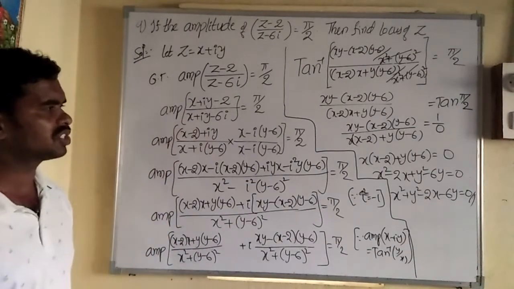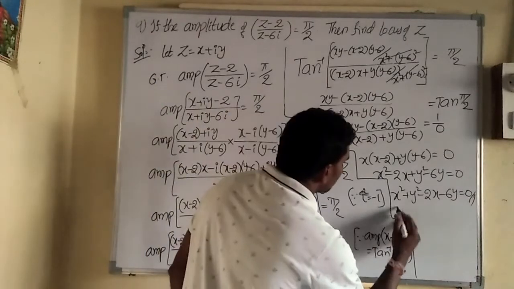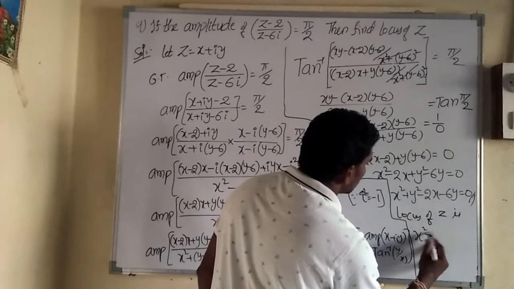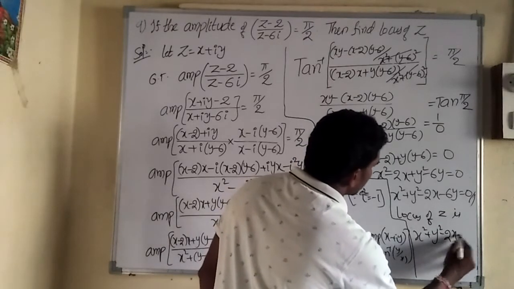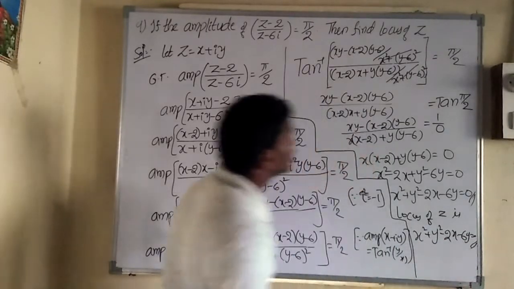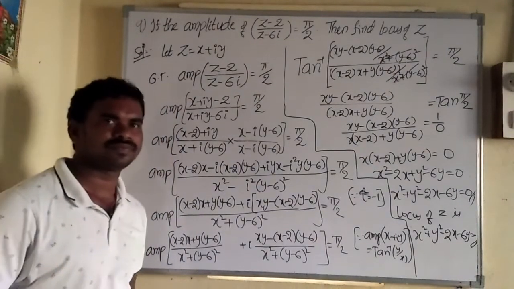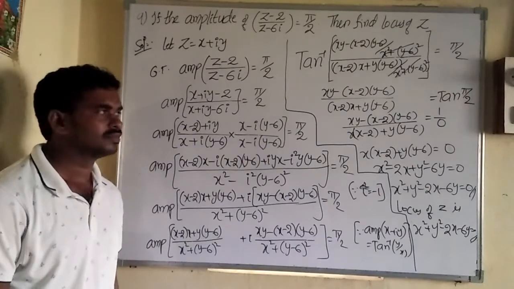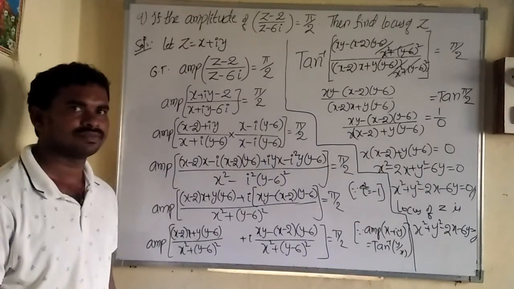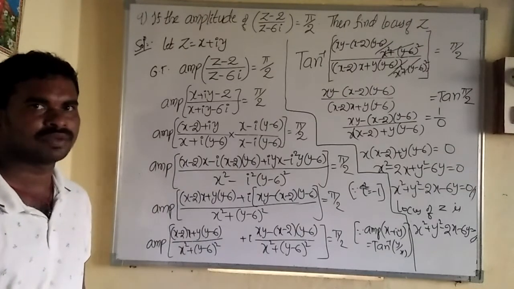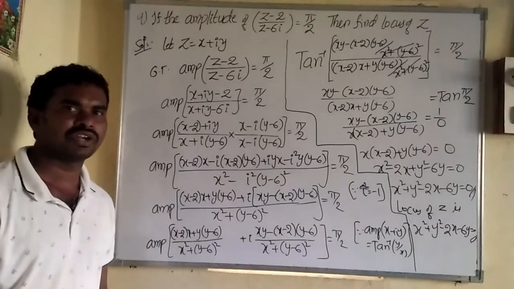So this is the 9th question. Therefore the locus of z is x square plus y square minus 2x minus 6y equal to 0, that is the answer. So very simple. Let us take the 10th question. Okay? Any doubt? If you have doubt, please put it in your comment box.